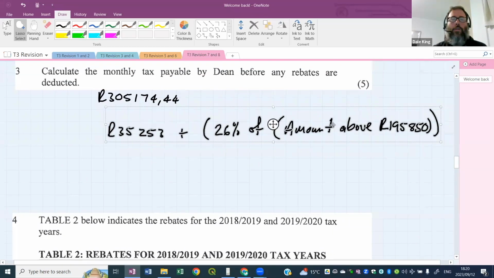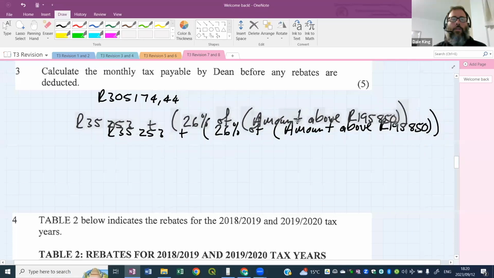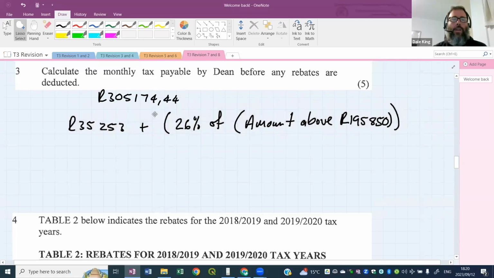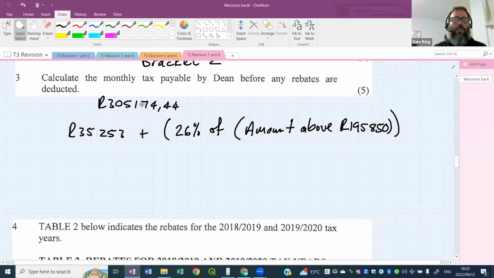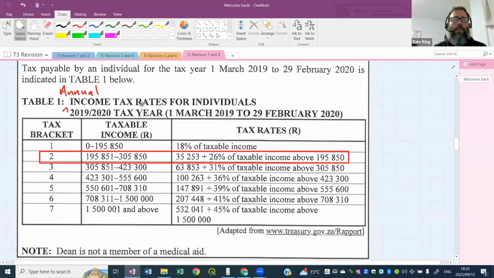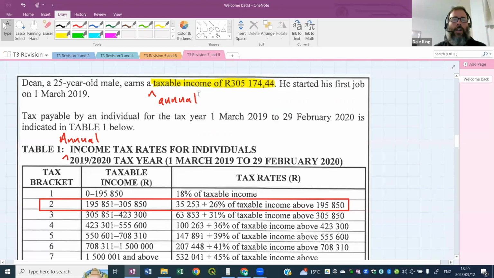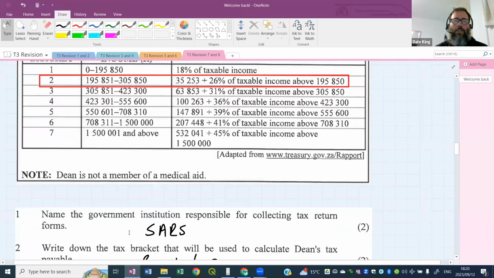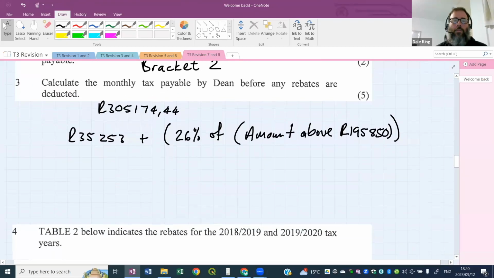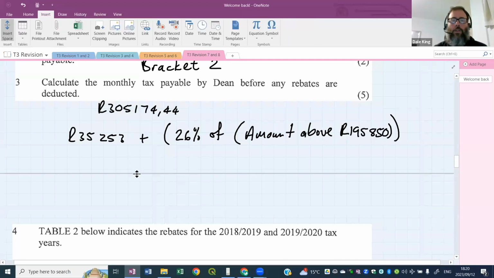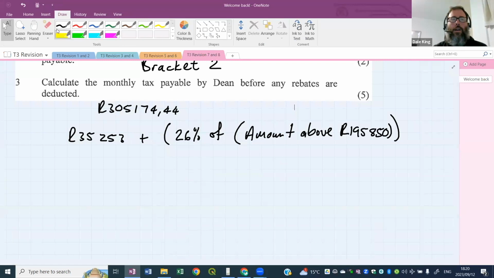Was that 305,174.44 the monthly income or the yearly income? It's a good point. The question didn't actually say if it was monthly or annual. So we're assuming it's annual. With that kind of figure, it's got to be annual. They should tell you. That's why I put in the little arrows here to say it's an annual income, and this is an annual table that we're using. So the figures in the table are annual figures, but they should tell you. The fact that you're asking proves my point. They should be telling you that this is an annual figure and an annual table that you're using. Thank you for asking that question.